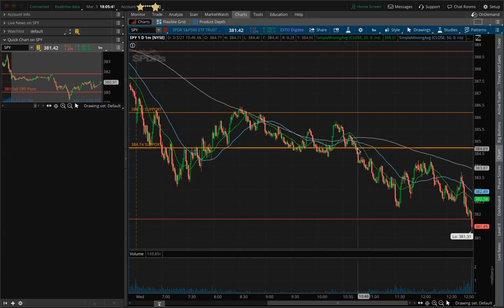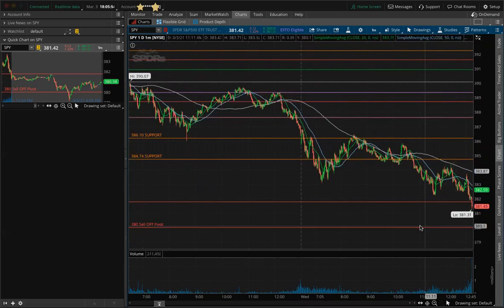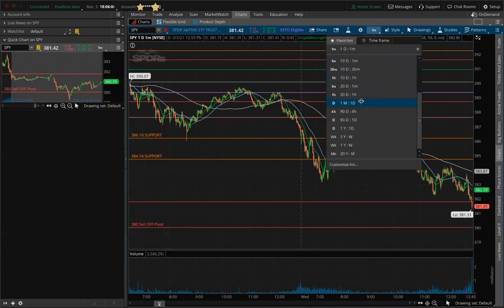But again, once this was given up, you saw some acceleration to the downside. It caught a bottom around here. And the rest of the day pretty much just chopped sideways, and we're closing around this 381 level that we have marked. However, this right here, your 380 sell-off pivot, as long as the market can stay above this, it's not a guaranteed sell-off. Once it starts going below this level, then you're going to get that strong sell off.